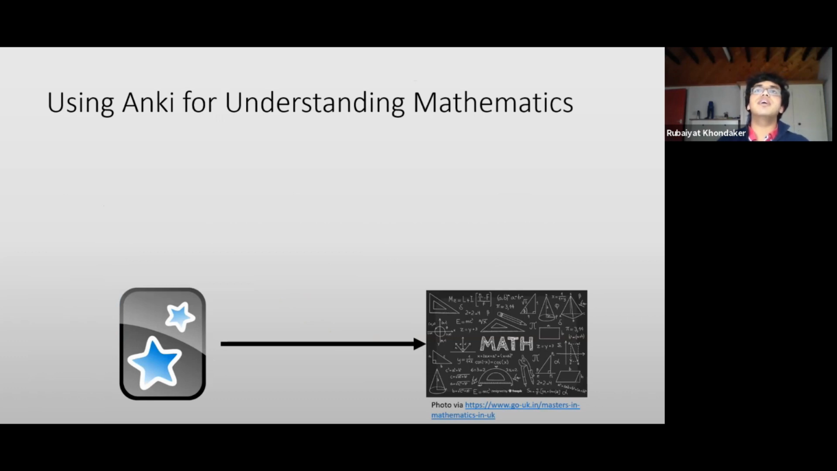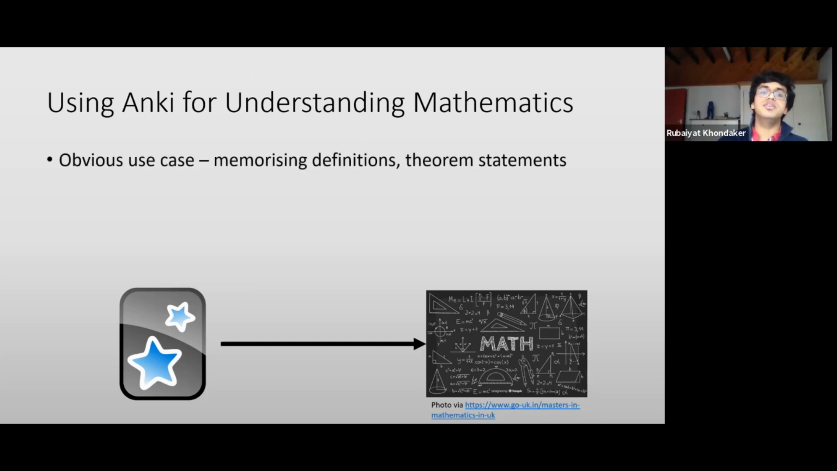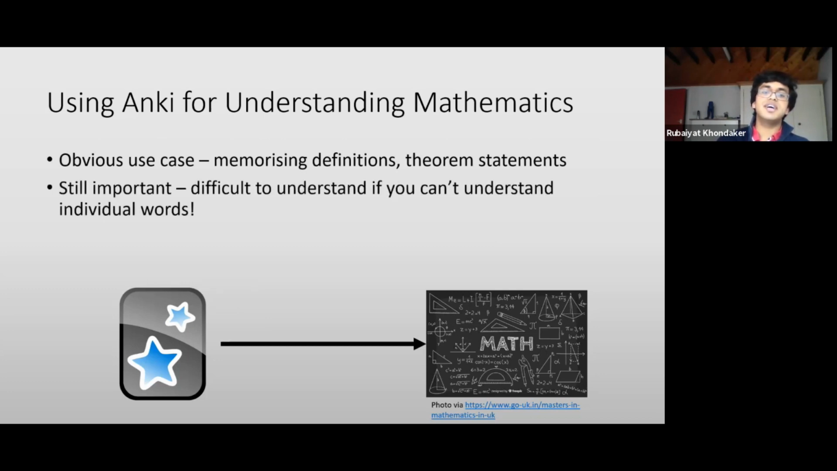Okay, so sure, you can have Anki as a thing. How do you actually use it for understanding mathematics? You might have heard that med students use Anki a bunch for memorizing anatomy and stuff like that. What about mathematics? There's an obvious use case: memorize definitions and theorem statements. I do want to emphasize that that's still important. It's difficult to understand a piece of text if you can't understand the individual words in that text. It's like trying to read something in a foreign language.